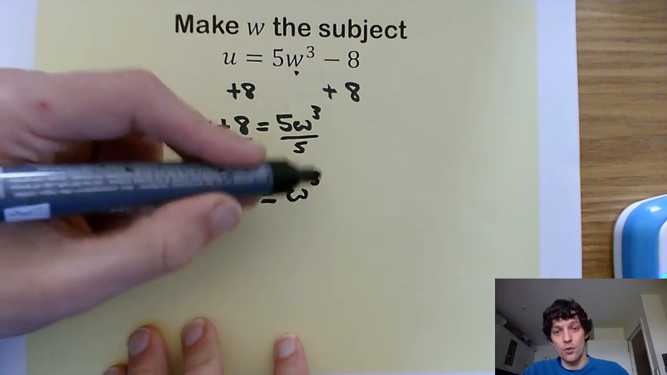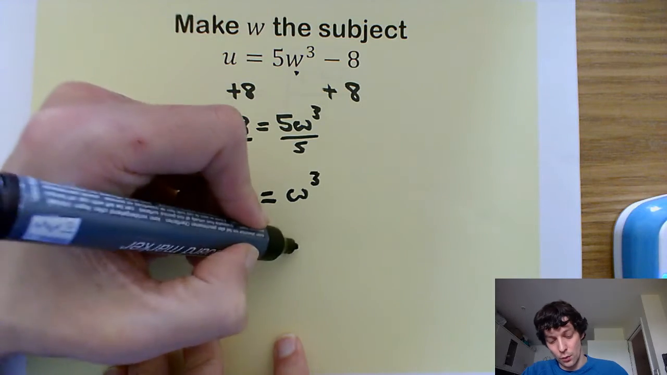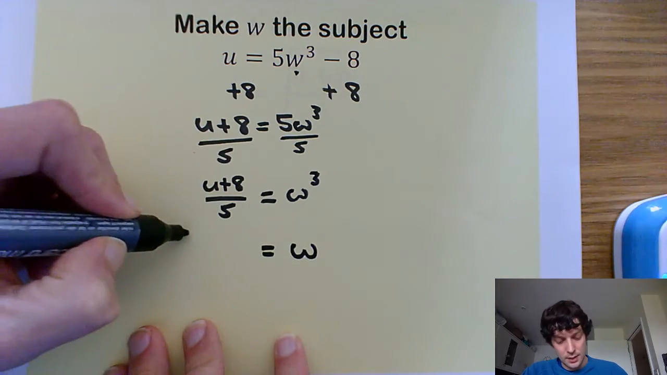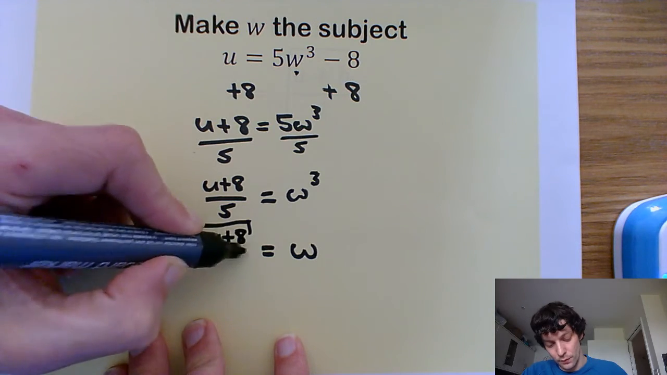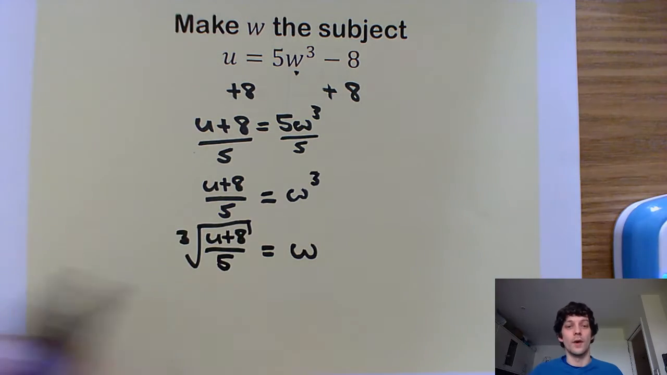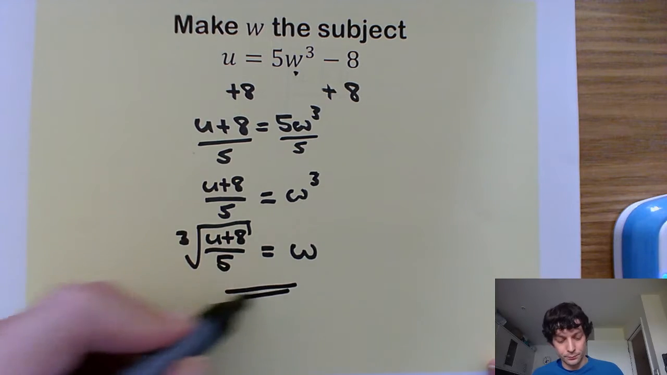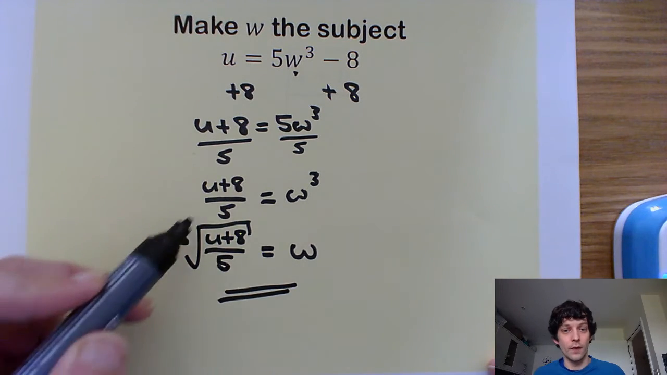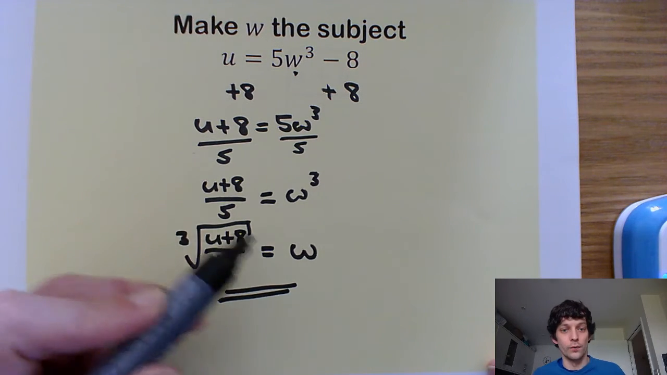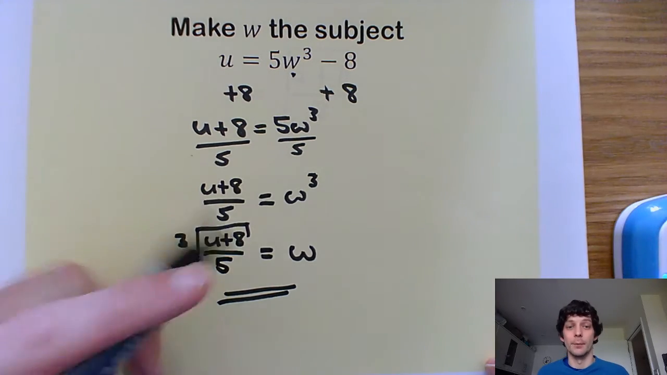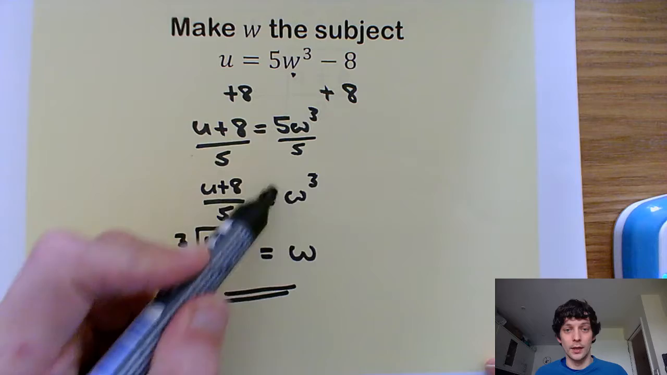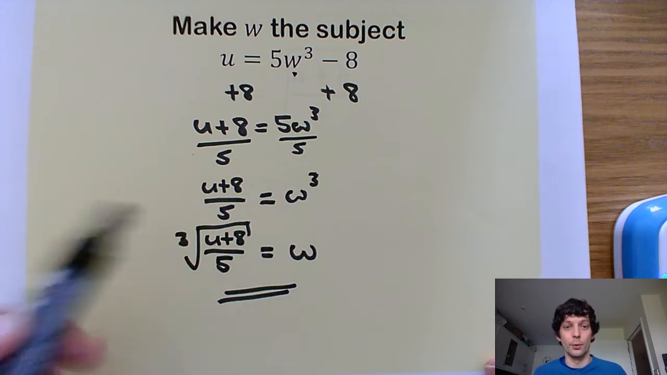And now I want to get rid of this cube. So the opposite of cubing is cube rooting. So I cube root both sides. So the cube root of u plus 8 over 5 is equal to w. Okay, and I'm making sure that I'm cube rooting this whole thing. Not just the numerator, not just the denominator, the whole thing, because I'm cube rooting all of this side, I need to cube root all of that side.